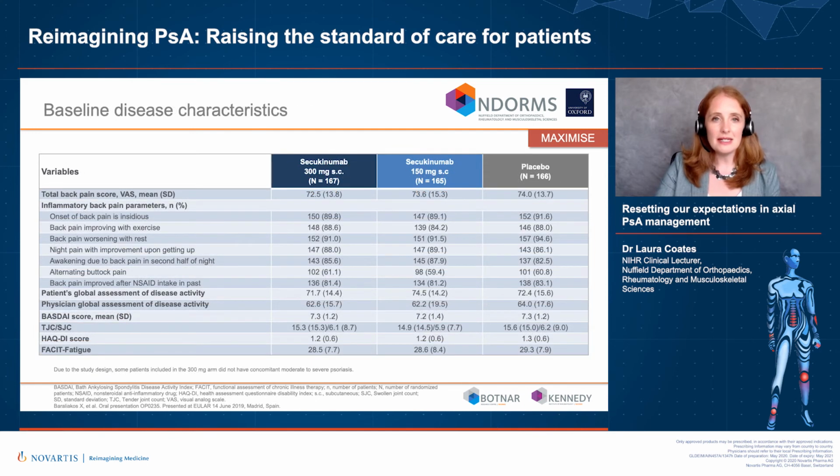When we look at the disease characteristics of their psoriatic arthritis, the vast majority fulfilled different inflammatory back pain criteria, and a number of different criteria were checked within this study. They had high levels of disease activity judged by both the patient and the physician. They also had quite significant peripheral arthritis with high tender and swollen joint counts. So these patients have active disease in multiple domains as well as in their axial spine.